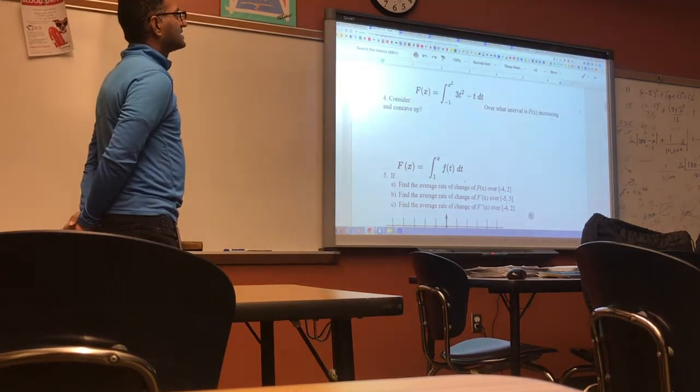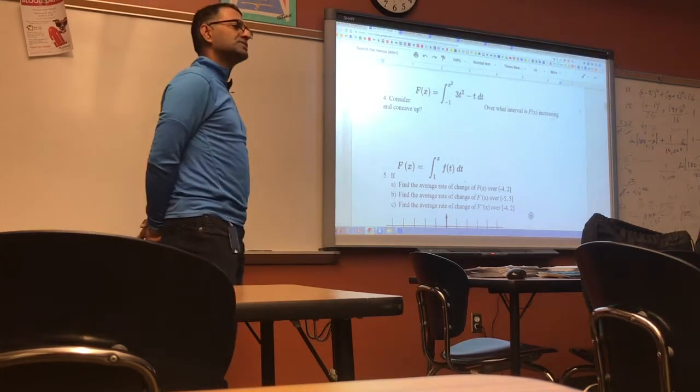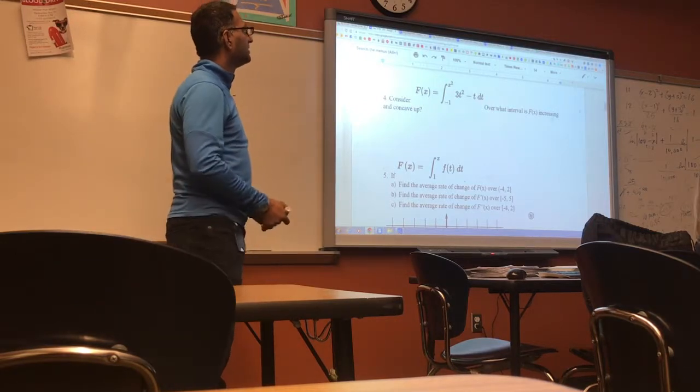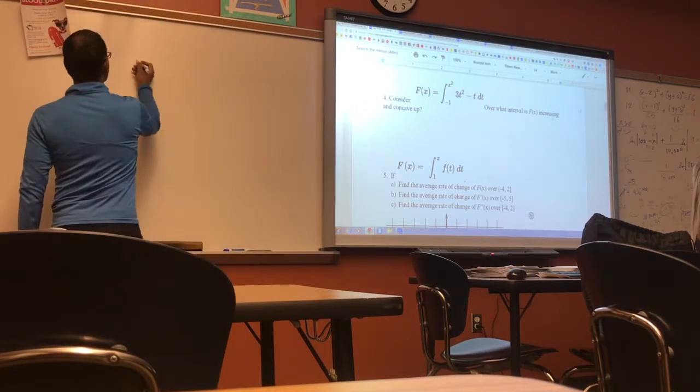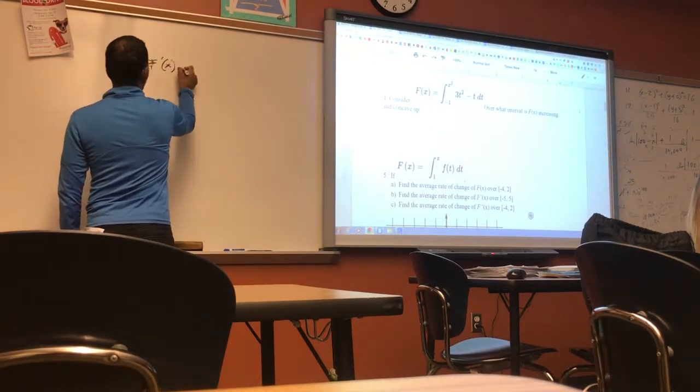It says over what interval is capital F of x increasing and concave up? If any function is increasing, what must be true? F dash. So therefore we should deal with FTC2. All right, so we're doing number 4. So capital F dash of x equals, careful, tell me what to write.